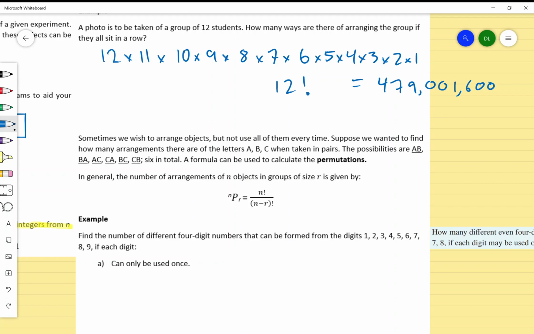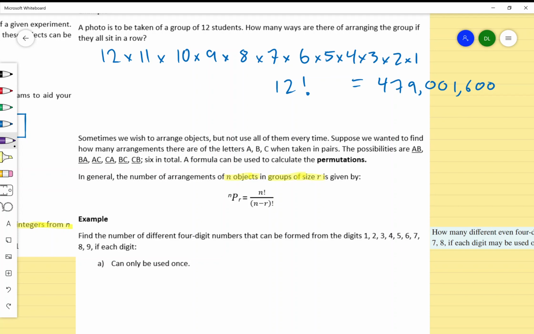Now here's the formula, and it looks really gross, but it's not as bad as it seems. In general, the number of arrangements of n objects in group size r is given by this formula. While you're writing this down, it's very important to note that n is the number of objects, and r is the group size. The formula says, and we use this notation, nPr, the number of objects, P, the group size, equals the factorial of the number of objects divided by the factorial of the number of objects take away the group size.